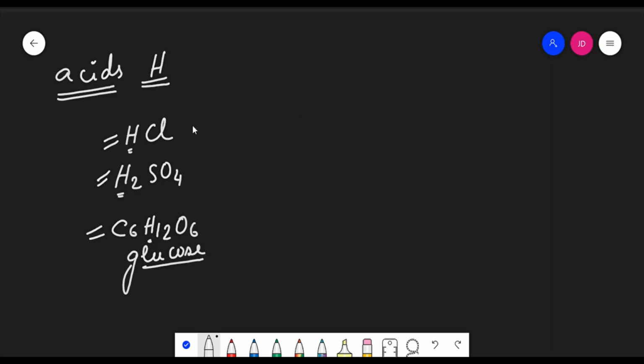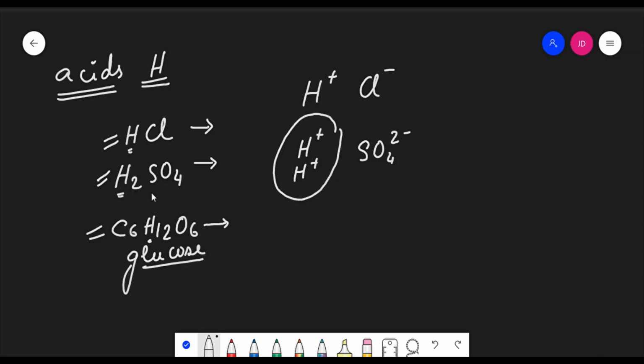So let us see what will happen if I dissolve HCl in water, H2SO4 in water, and C6H12O6 in water. If I put HCl in water, it will dissociate to give us H plus and Cl minus. H2SO4 will give us 2H plus and SO4 2 minus. Why am I putting 2 H plus here? Because there are two hydrogens here. And why is SO4 2 minus, not only minus? Because SO4 valency is 2, so it will produce 2 minus. Hydrogen valency is 1, so it will produce 1 plus. Chlorine valency is a single 1, so it will produce a single minus. So I hope you got it.